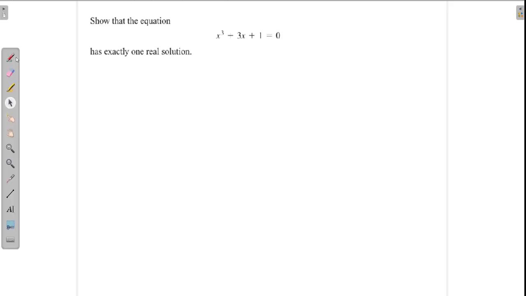Next we have another interesting problem. This can be considered as an application of Rolle's theorem. Show that the equation x³ + 3x + 1 = 0 has exactly one solution.